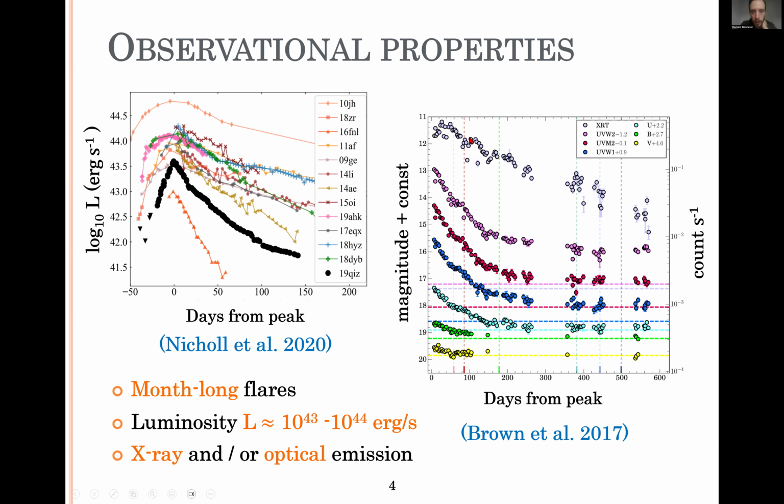And finally, as you can see on this right-hand plot, which is showing the light curve for a single TDE, but in several bands, X-ray, UV, and optical, TDEs are really multi-wavelength events. Here I will focus mostly on the two main ones, which are the X-ray and optical components. And even for these two components, there's a wide range of variability, with some TDEs showing only X-ray, some only optical, and some both.